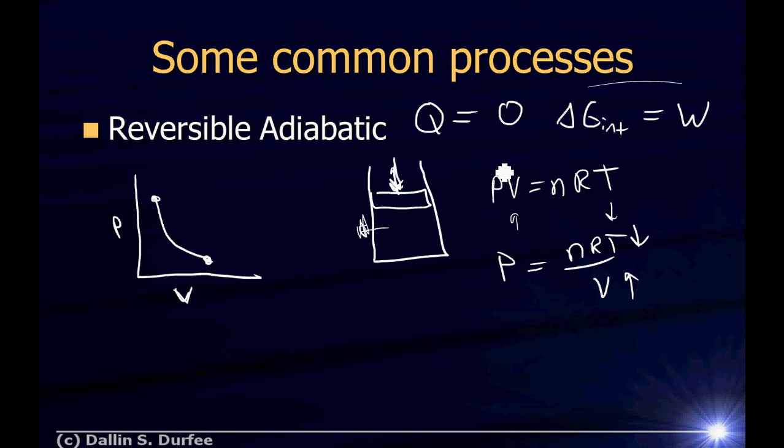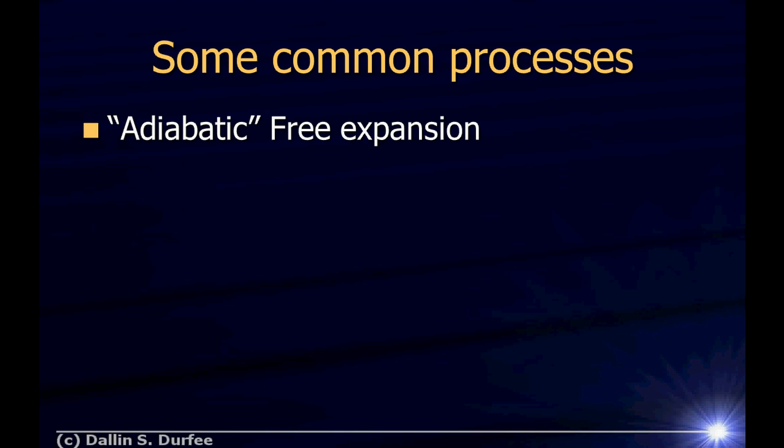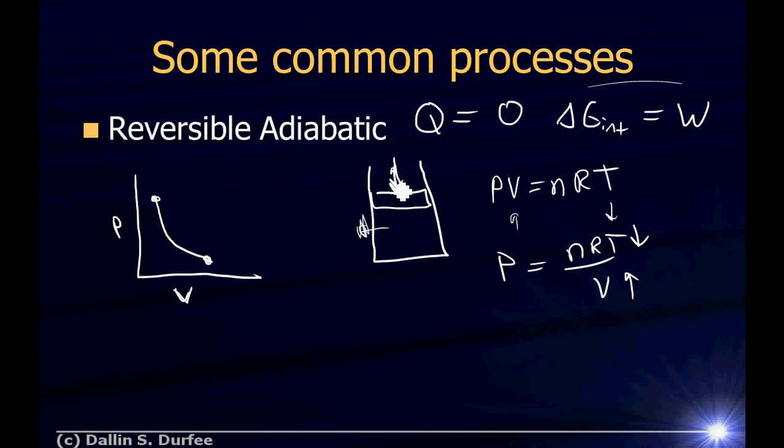There's another process that we also call adiabatic, which is an adiabatic free expansion. This is very different from our reversible adiabatic process. In a reversible adiabatic process, I compress my piston, or I let my piston expand, but my piston is insulated, so no heat can flow in or out. And I can draw that on a PV diagram. I can go back and forth. I can push it down, I can let it come up, whatever.